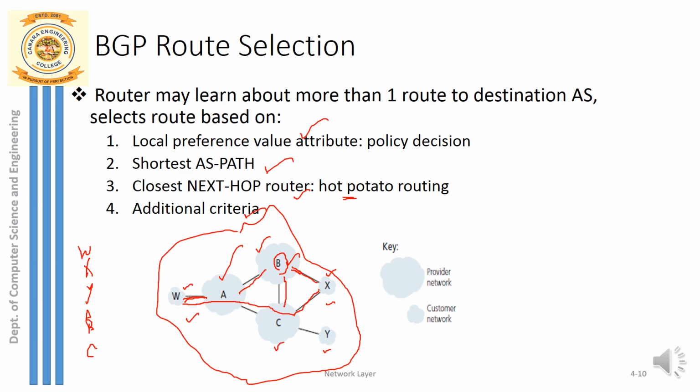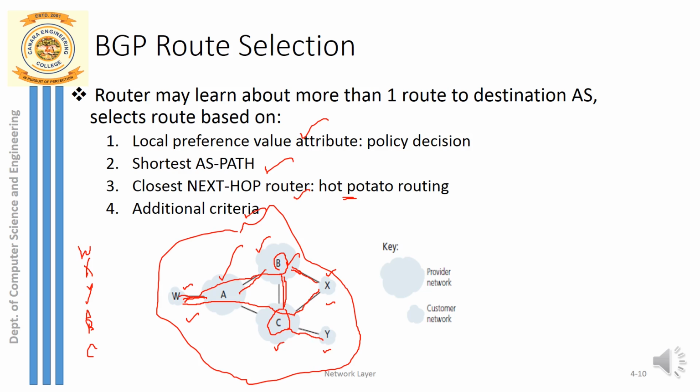So B will have the reachability information about this W. Whether B will advertise that information to backbone provider C? If B advertises this information to backbone provider C, then what would happen? C, as a backbone provider, will simply redirect all the packets that Y is sending to it. It will redirect the packets to B, and via B it will redirect the packets to W.